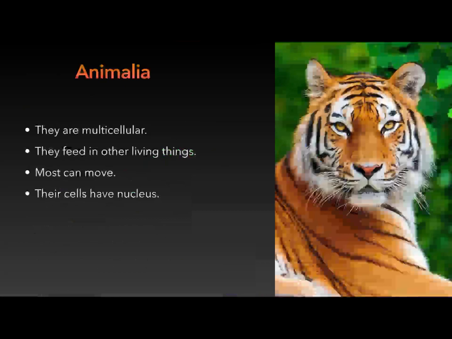5 kingdoms. Animalia. They are multicellular and feed on other living things. Most can move. Their cells have a nucleus.